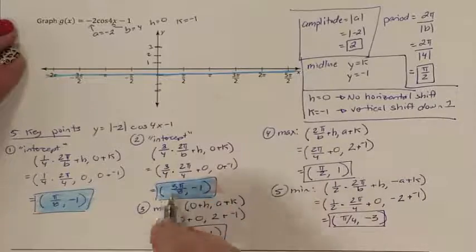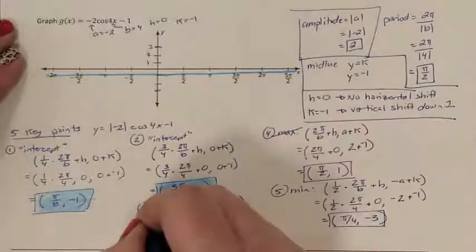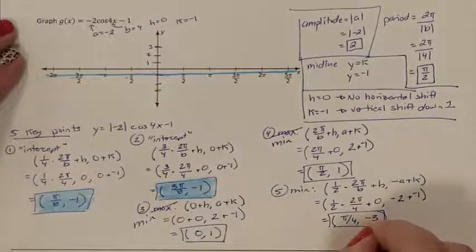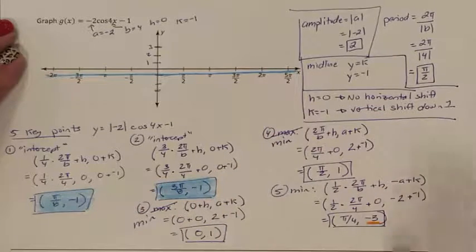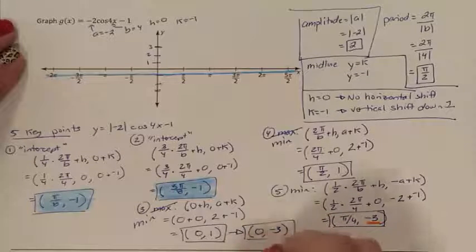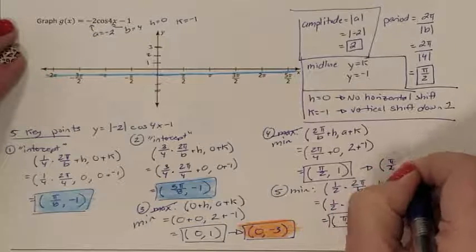Maxes are no longer maxes because this is the reflected problem. These are now my mins. And the only way they become the min is if we steal the y value from the min. So this is actually the coordinate point 0, -3. And this is actually the coordinate point pi halves, -3.